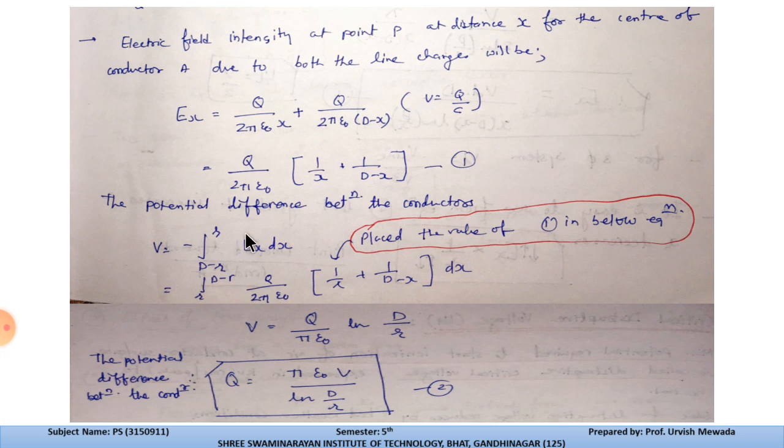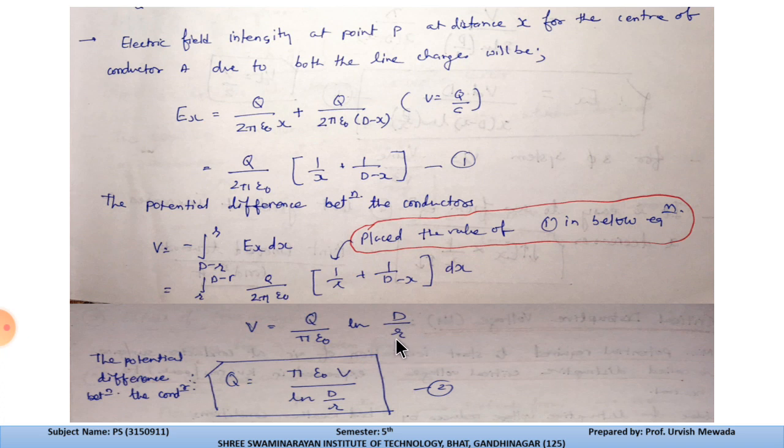Now we place Ex over here, so Ex is Q by 2 pi epsilon 0 into (1 by x plus 1 upon d minus x) dx. When you take the integration, equation 1 is replaced over here. So V is equal to Q by pi epsilon 0 ln d by r. This is the potential, we can say the voltage at which the corona starts forming.